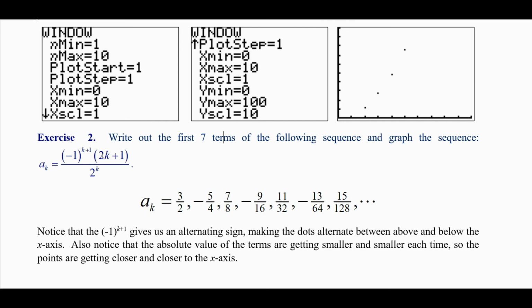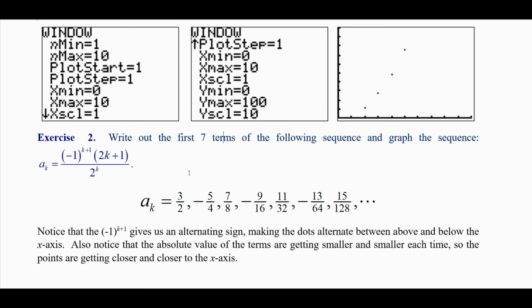Plug in k is 2. 2 times 2 is 4, plus 1 is 5 for the numerator. 2 to the second power is 4 for the denominator, so we get -5/4. For the next one, we plug in 3. 2 times 3 is 6, plus 1 is 7. That's the numerator. 2 to the third power is 8 here. And so forth, we can fill out these.